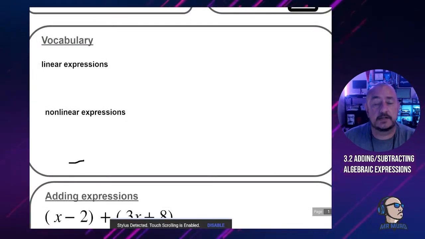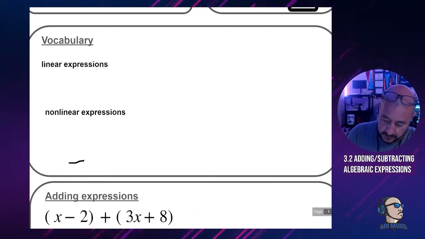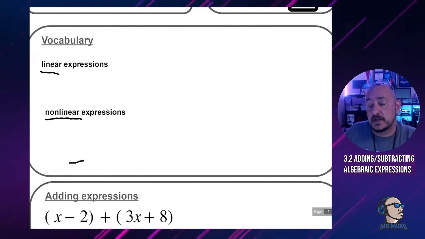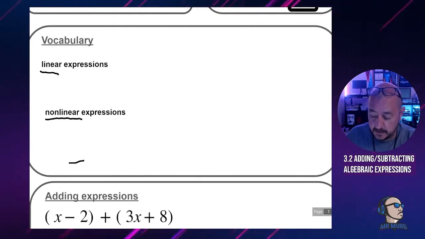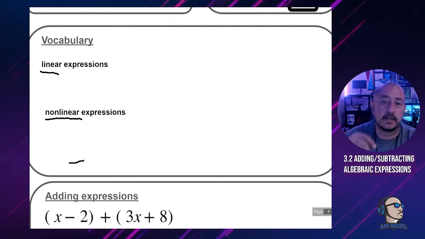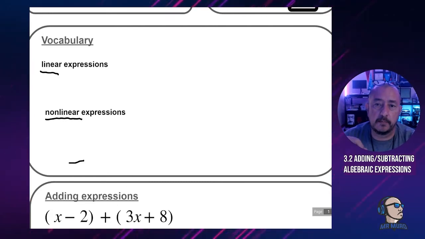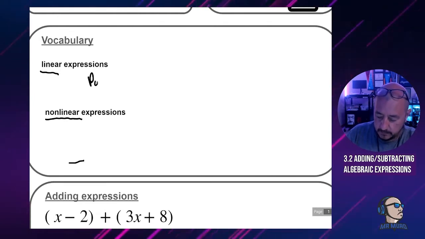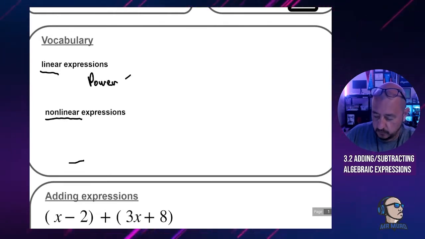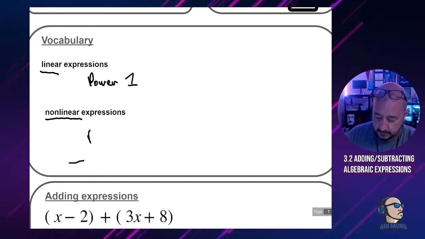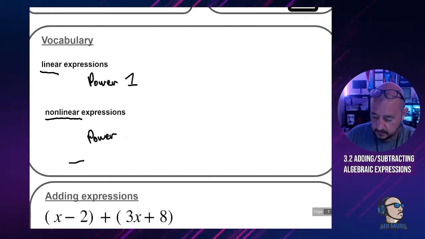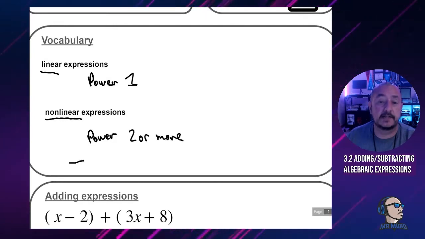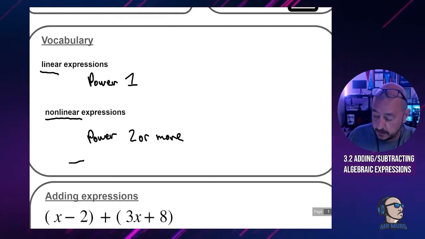Okay, so for this section, you do have 2 vocabulary terms. The first one is a linear expression and a nonlinear expression. So I'm just going to give you an example of what each one is. Basically, a linear expression is any expression where the variable is to the power of 1. Nonlinear is the power of 2 or more.